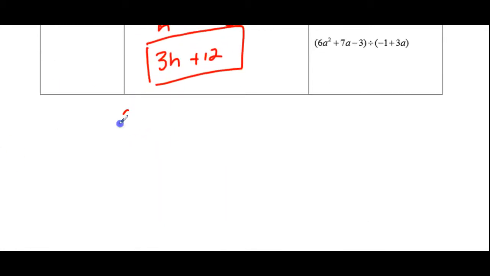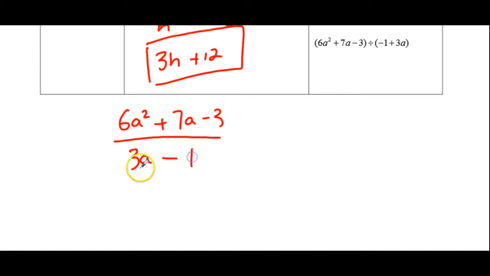We have 6a squared plus 7a minus 3, divided by negative 1 plus 3a. Notice negative 1 is first, so let's just switch it around so it's lined up underneath each other: 3a minus 1. We know it's a 3a because it's plus 3a, so it's positive. We know it's minus 1 because it's a negative 1. So we need to divide this.